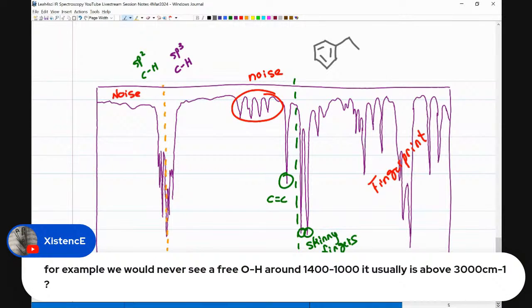Question. For example, we would never see a free OH around 1400 to 1000. It is usually above the 3000. If you're asking about an alcohol, then it would show up here, and then we would also find something in the fingerprint region. If you have something in the fingerprint region for the C to O, but nothing here, it's not an alcohol, it could be something else. But you're asking specifically about the OH?